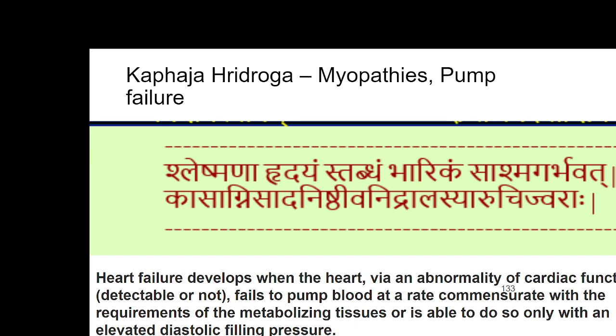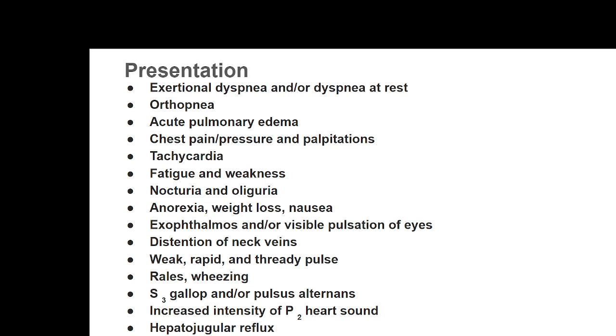So heart failure could be of two categories. One, where there is insufficient oxygenation of the peripheral tissues due to the inability of the heart to pump properly, or there is a stagnation of the blood in the heart, and that clinical presentation is exactly that of the Kaphaj hridroga. Heart failure could be again either due to peripheral causes or congestive cardiac failure.